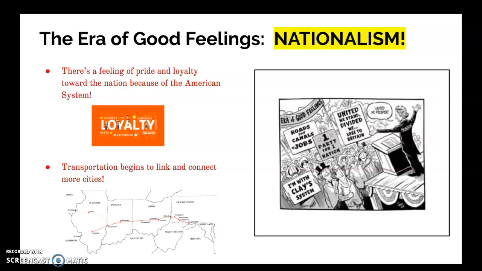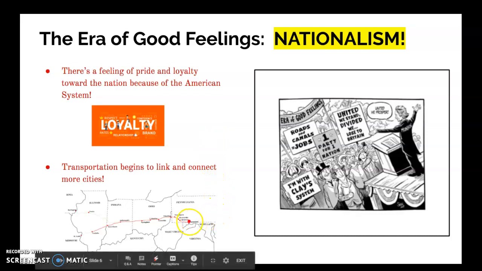In this era, we see the rise of nationalism, but we also see, as the name would suggest, good feelings. There is less conflict between the two dominant political parties at the time, being the Federalists and the Democratic Republicans. Everything is kind of peaceful, and there isn't a lot of fighting between the two parties. So there's a feeling of pride and loyalty towards the nation because of the American System. And transportation begins to link and connect more cities.